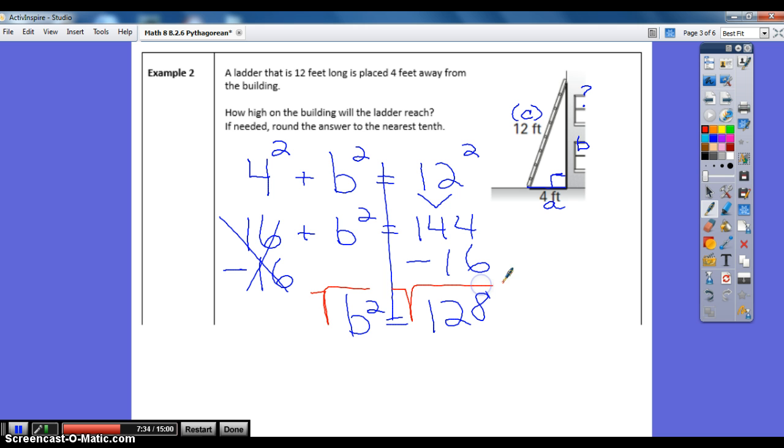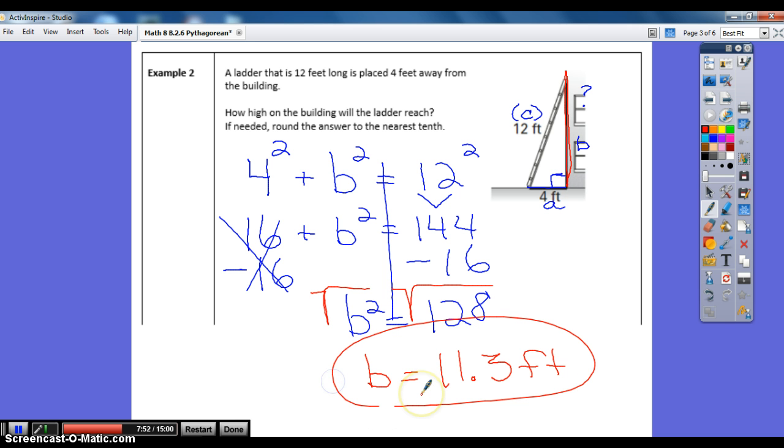Square root of each. B equals 11.3. Yep, 11.3, and you were awesome about labeling it. I don't think I forgot anybody. Feet. So, that building is 11.3 feet tall. We just figured that out.